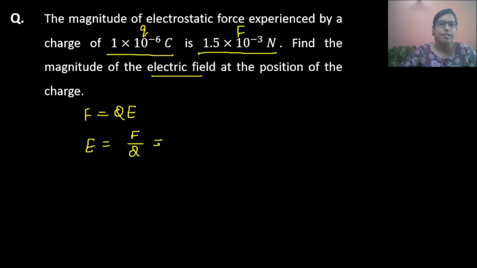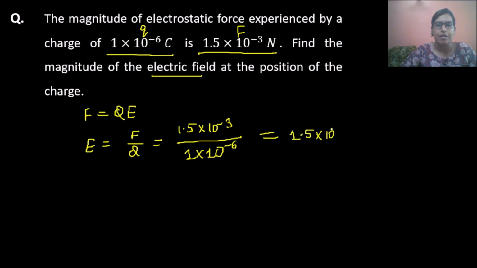Value of F is given 1.5 into 10 raised to power minus 3. Value of Q is given 1 into 10 raised to power minus 6. So this will be 1.5 into 10 raised to power 3. Unit we know, Newton per coulomb. So this will be the value of electric field at the position of the charge.